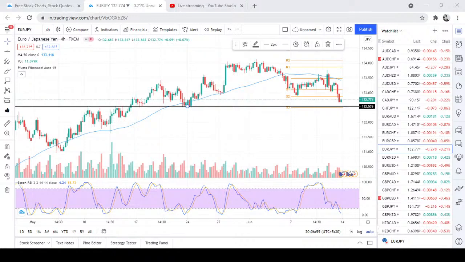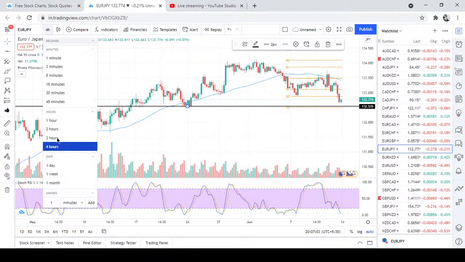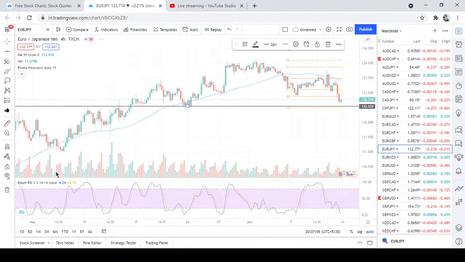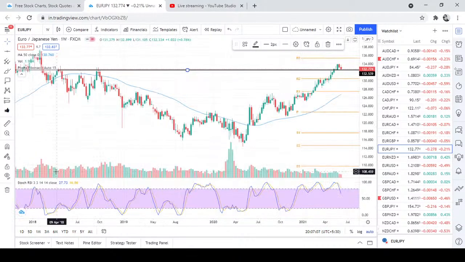So be very careful. Now let's switch to the weekly time frame and see what it is telling us. We can see that the weekly time frame is also very bullish, so we must be very careful.